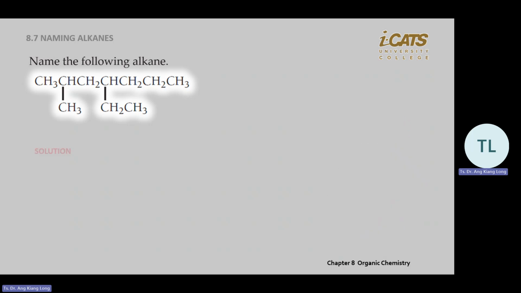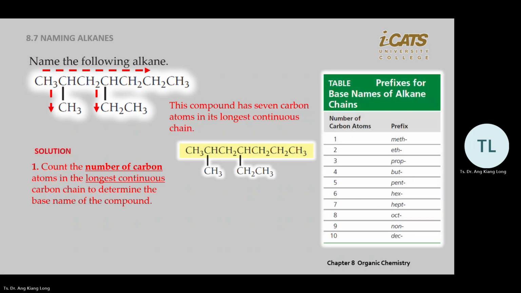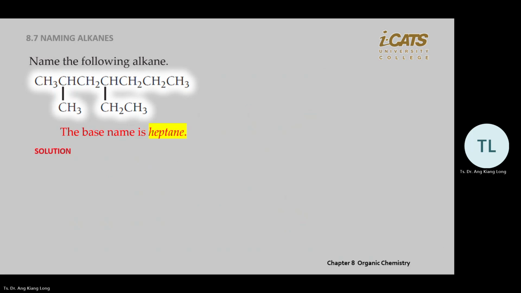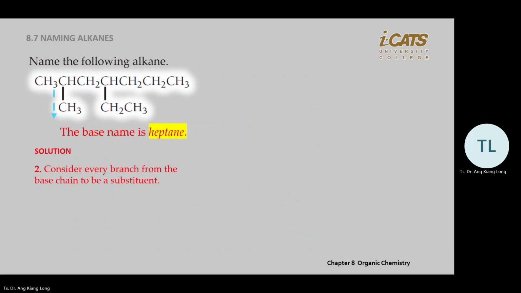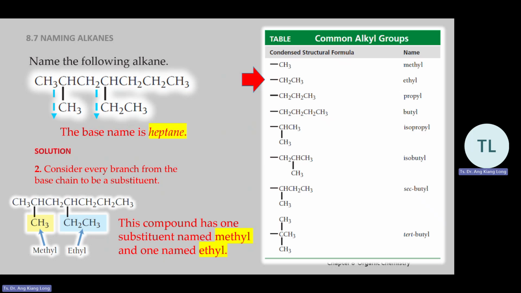So I show you the steps very fast. Look at carbon. Hep. So the base name is called heptane. So this table is actually for alkane. So heptane. Then branch, you look at the table, you got 2. Right, got 2, methane and ethylene. So you have these 2.